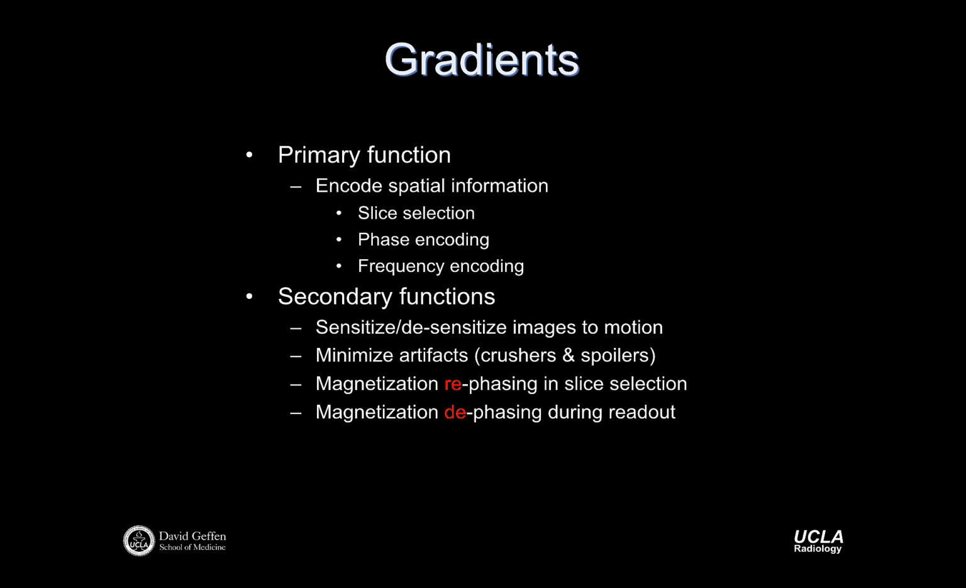Lots of secondary functions. There's other things that the gradients are useful for. We can use them to sensitize or desensitize images to motion. We'll learn in some of the last lectures how we can actually measure things like flow. We probably won't talk that much about diffusion. We can also measure displacements of deforming tissues and things like that. There's various ways in which gradients can be used to help minimize artifacts, using what we call crushers and spoilers. And you'll see it a lot when we really get towards the imaging aspects of the lectures. How the magnetization can be rephased or dephased according to what we need to do. Getting ahead of ourselves a little bit there, the main thing to remember today is that the gradients are really for spatial localization.